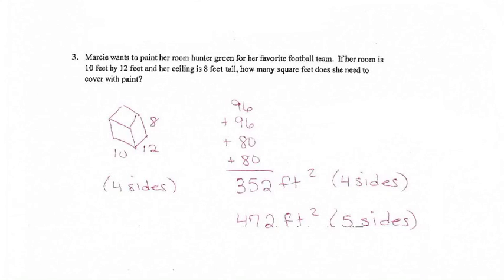For number 3, to paint her room, how many square feet does she need to cover with paint? Well, in this case, I drew a picture and I wrote down the dimensions of the room. And in this case, it didn't indicate if the ceiling was going to be painted or not. So if you decided to paint only the walls, your answer would be 352 square feet. But if you included the ceiling, your answer should be 472 square feet. I would accept either one.